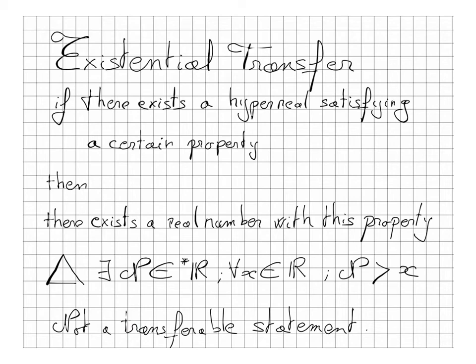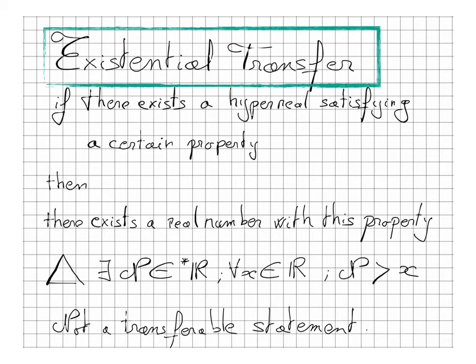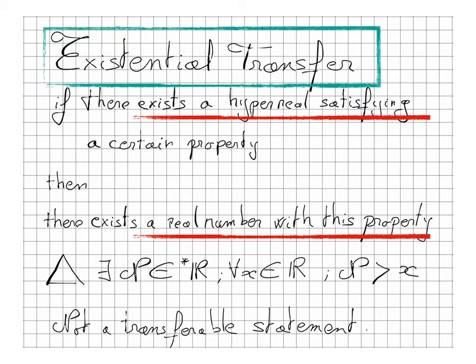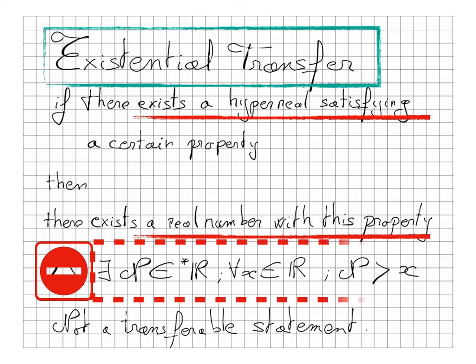A little more confusing is the existential transfer, stating that if there exists a hyperreal satisfying a certain property, then there exists a real number with the same property. My first reaction, of course, is to think of this statement here. There is an n in *R such that for all x in R, n is greater than x. If this statement is true, it is obviously not transferable back to the real numbers. So somehow this is not an appropriately formulated mathematical statement, and let us see why not.